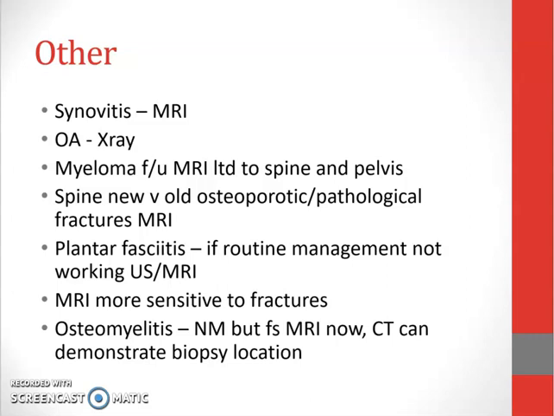Osteomyelitis. If we're suspicious of osteomyelitis, you can look at fat suppressed MRI scans, or CT can demonstrate where you would need to be doing a biopsy from. With osteomyelitis, it's always worth having a chat with colleagues. You would always be referring to orthopaedics anyway if you were suspicious of this. So it's always worth a conversation with your radiology colleagues and having that relationship with them where you can bounce ideas backwards and forwards.